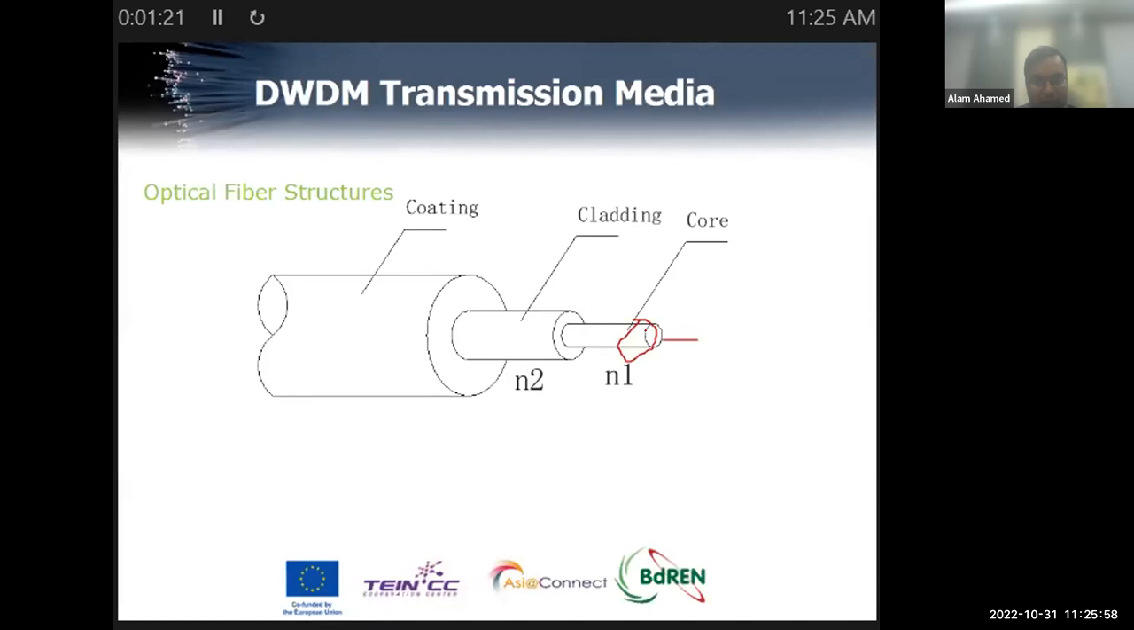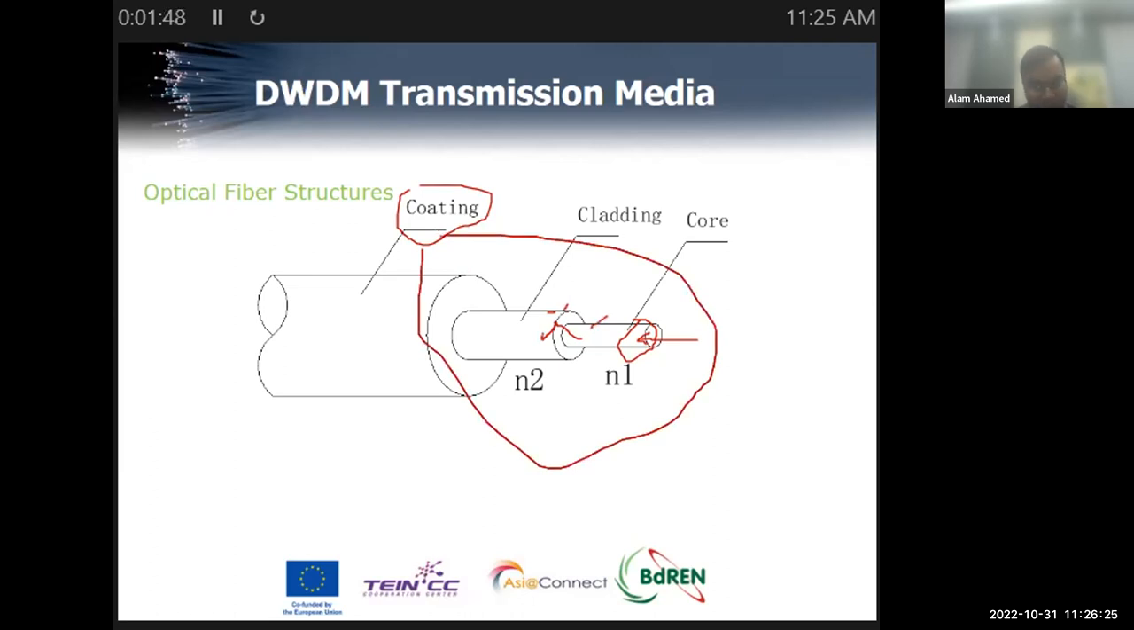When the light flows this way, this light is reflected in the cladding and again goes back to the core. This is the main phenomenon. These two parts are used for the reflection, and this coating is used for protection. Another jacket or steel sheet is for more protection. But these three parts are the main important parts of the optical fiber.